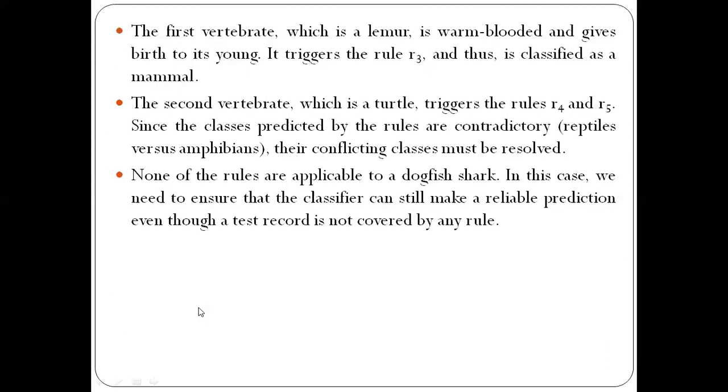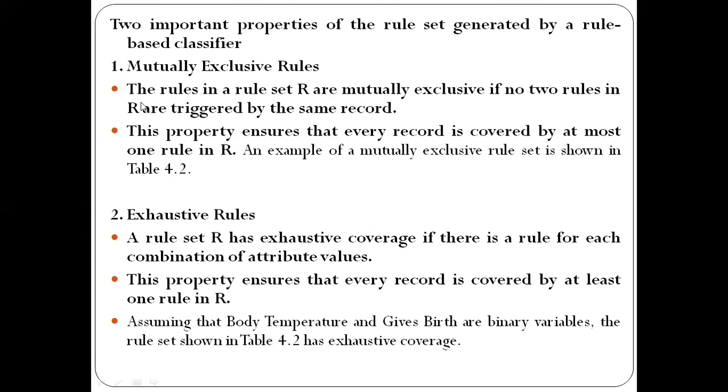If we define rules such that no two rules are triggered by the same record at the same time, that is called mutually exclusive rules. Every record must trigger only one rule at a time. The same record will not trigger two or more rules at the same time. If you define rules like that, then we will not end up with ambiguity, so we can easily avoid the ambiguity.